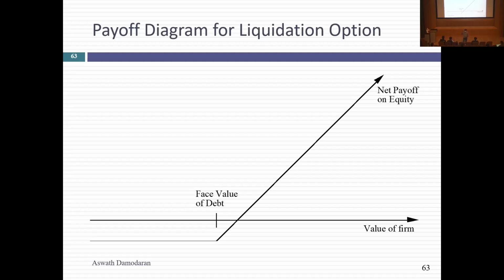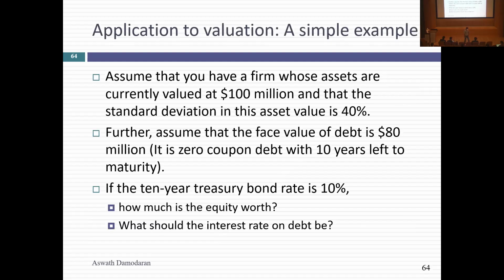The underlying asset is the business. The strike price is the debt you owe. And the most you can lose is what you paid for the shares. I'm going to start with a very simplistic example to show you how powerful this can be in explaining a lot of stuff that goes on out there.